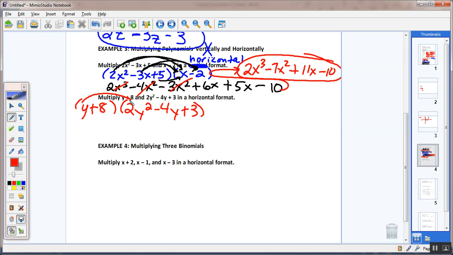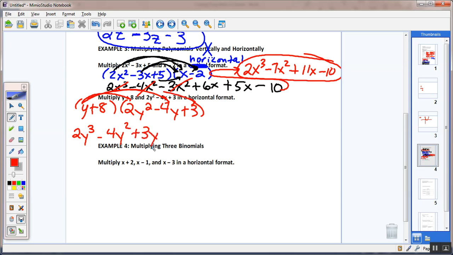3y squared. Careful. 2y squared. 2y to the third power. Third power. There we go. That's what I meant. Okay. Y times minus 4y, kids? Negative 4y to the second power. Okay. Then I've got to take y times the 3, which would be 3y.